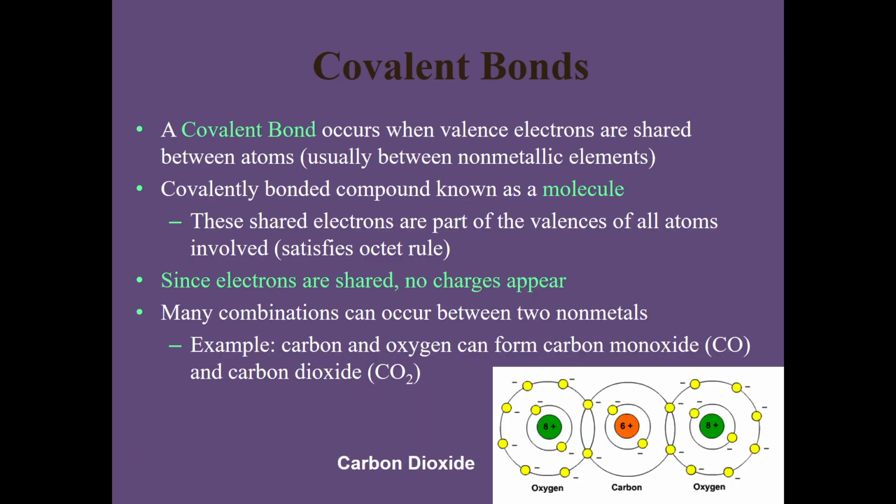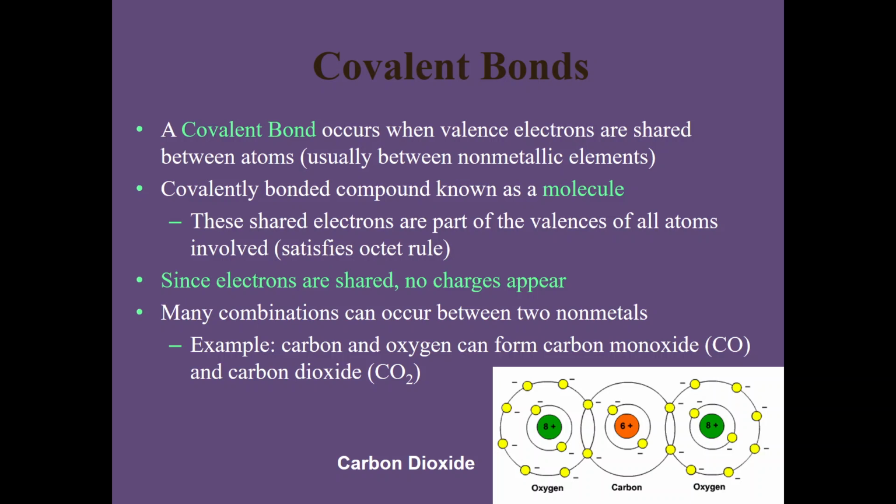So a covalent bond occurs when valence electrons are shared between atoms, usually between non-metallic elements. A covalently bonded compound is known as a molecule. These shared electrons are part of the valence shells of all the atoms involved. They satisfy the octet rule. Since electrons are shared, no charges appear.